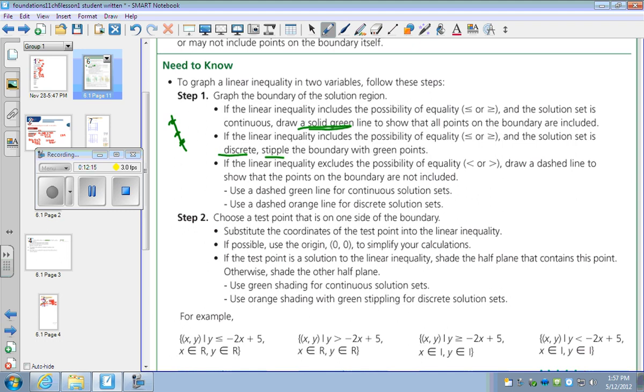If the linear inequality excludes the boundary, we draw a dashed line to show that the points are not included. Use a dashed green line for continuous sets, a dashed orange line for discrete. So this is the biggest headache, the coloring. Then you choose a test point to decide which side it is, and if possible, always use the origin. If it's a solution, then you shade that half plane.